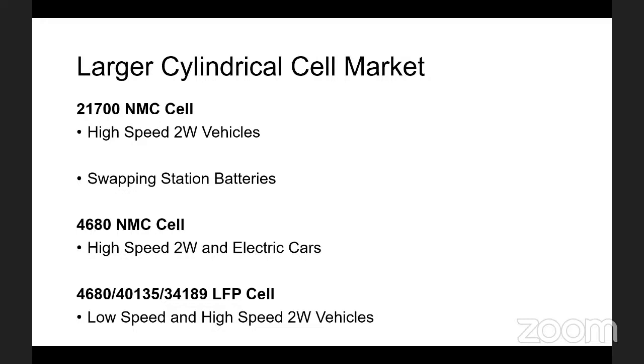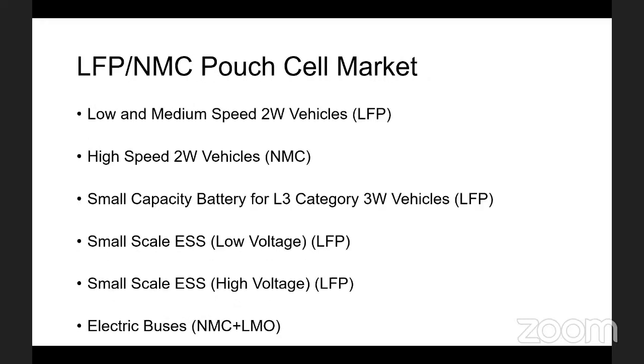And then 4135, it's a 28 Ah cell, and then 34189, which is again a 28 Ah cell. So these are also considered new in the market. It's a new kind of trend, especially for low speed and high speed 2-wheelers here. Now let's talk about pouch cells.